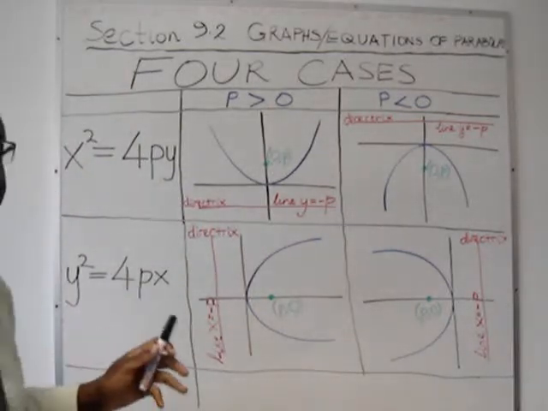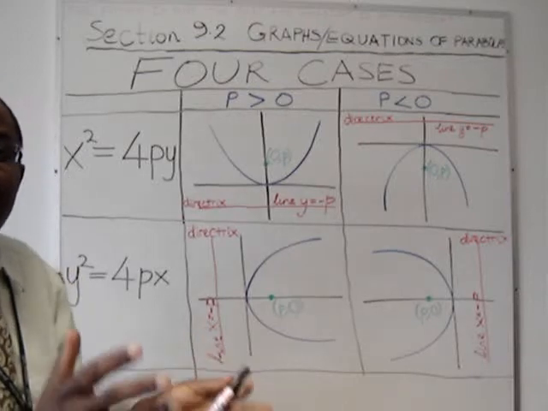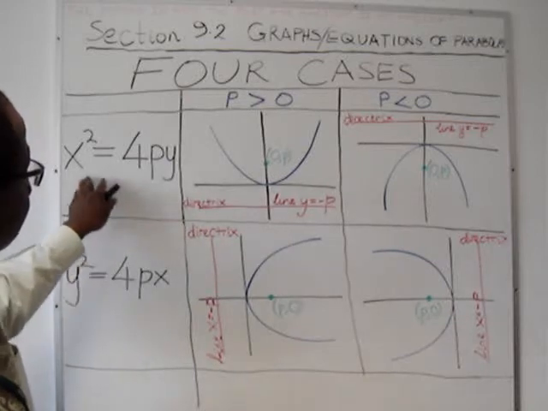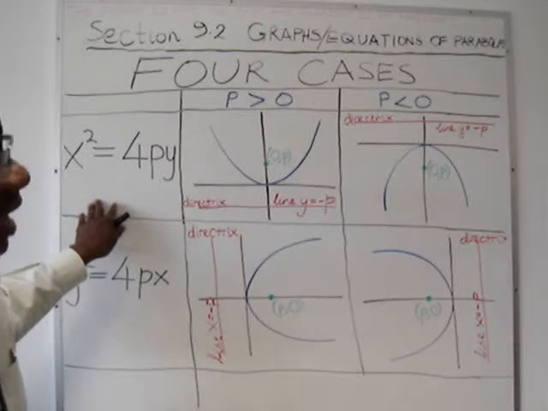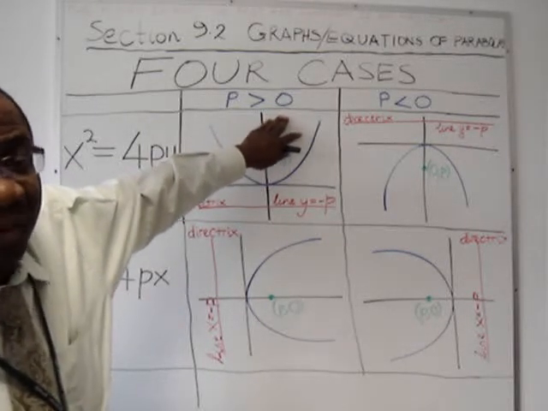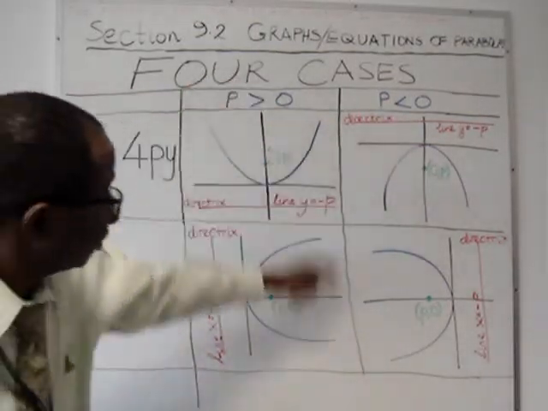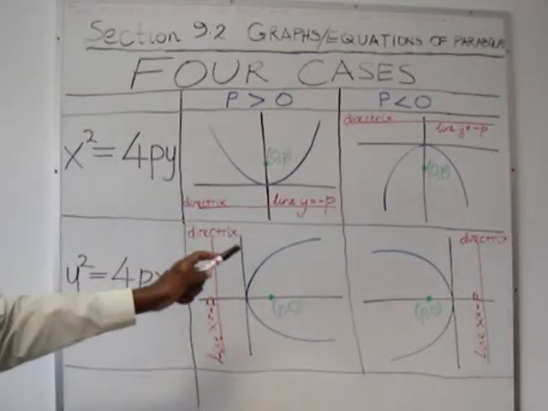Now, it turns out that those 4 cases are particular. We can identify them in terms of the general standard way of writing the equation of a parabola and whether the value of p is greater than 0 or less than 0. So I've drawn this table for you. You should actually make a table. I think it's in your book actually. It's a useful table to remember.